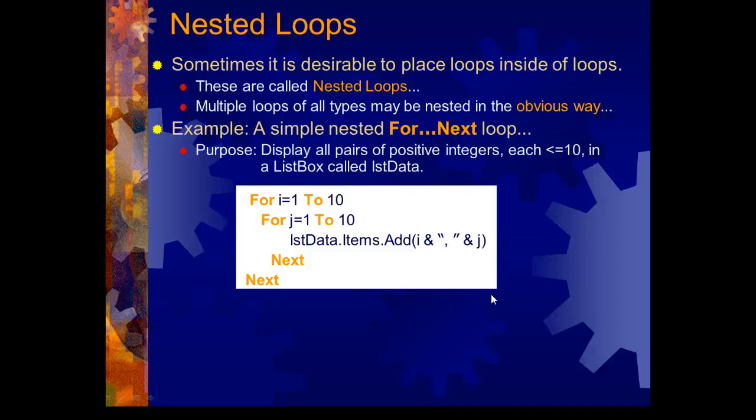So what are we going to get now? i is now 2, so we're going to get 2, comma 1, 2, comma 2, 2, comma 3. So we're going to get 1,1; 1,2; 1,10; 2,1; 2,2; 2,10; 3,1, all the way down to 10,10. Right? And that's called a nested loop, just like those Russian dolls, or those Russian eggs. So this is an example of a nested loop.